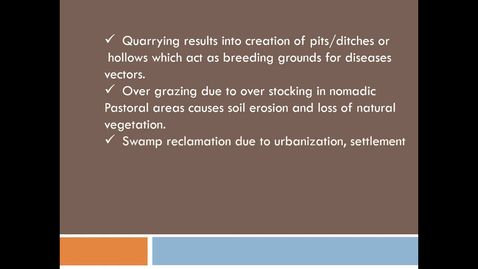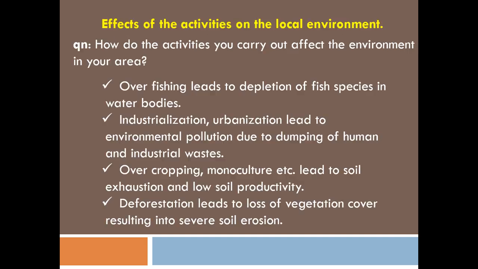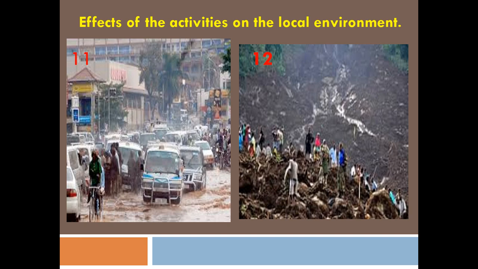Swamp reclamation, due to urbanization and settlement, leads to flooding and destruction of biodiversity. You can make reference to photograph number 11. This is an urban center, and because of urbanization, what happened? The swamps were drained, and there is a saying that water passes where it has ever flowed. That is one of the proverbs in one of the communities in Uganda, or one of the tribes in Uganda. So water flows where it has ever flowed.